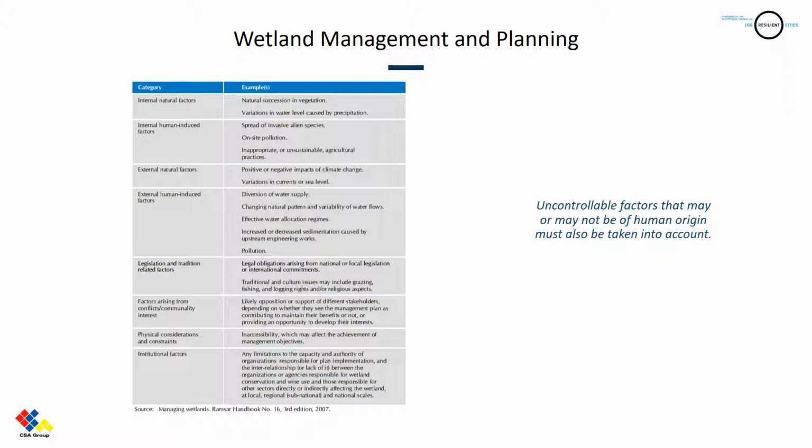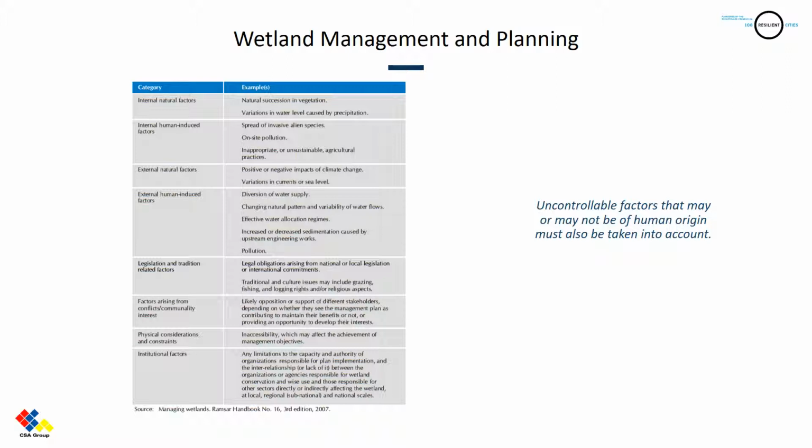There are uncontrollable factors that may or may not be of human origin that must also be taken into account. As an example, for internal natural factors, there is natural cessation of vegetation. We have variation in water level caused by precipitation. We have external natural factors related to positive or negative impacts of climate change. That includes variation in currents or sea level.